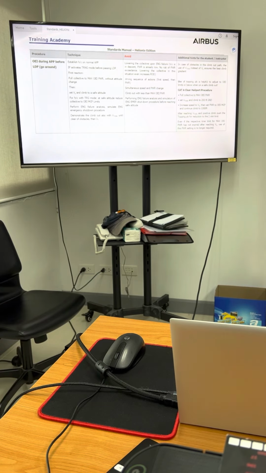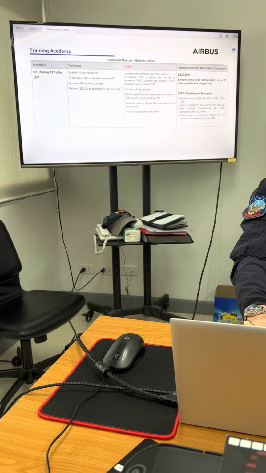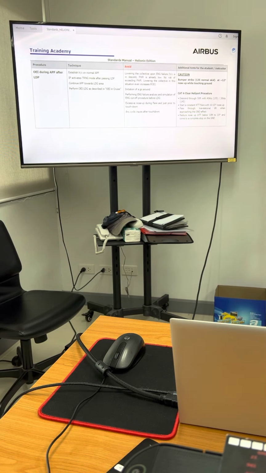Nothing special for this one. After TDP, after LDP, so landing, just to check, maintain rate of descent at 300, and take care, of course, of the bumper strike, otherwise the same problem. The biggest problem during OEI is the mass moment, because your training is focusing on the landing, then you forget the mass moment. Same for the following failure.